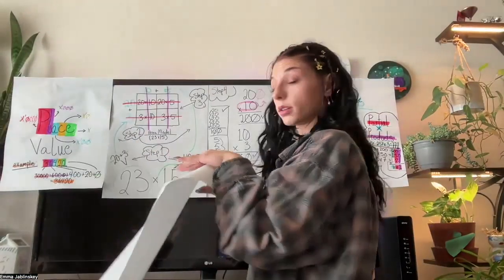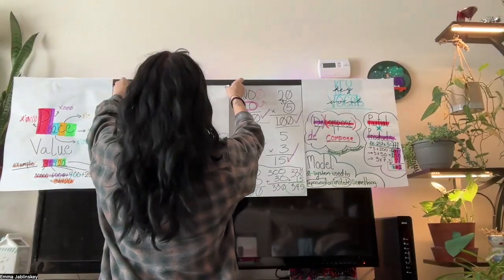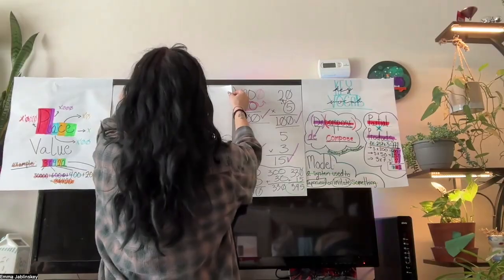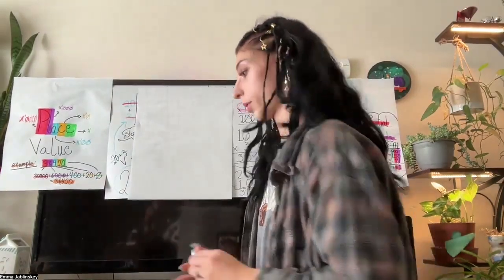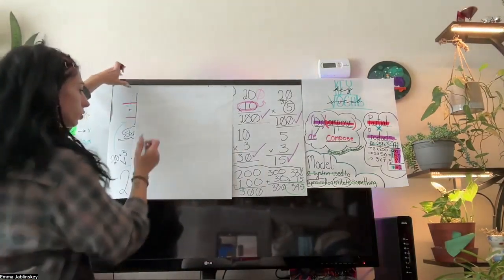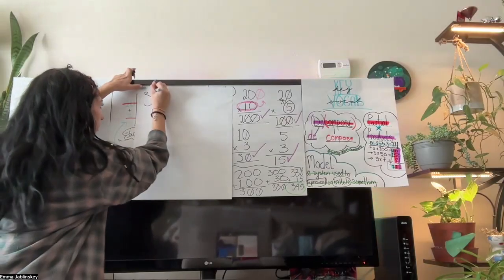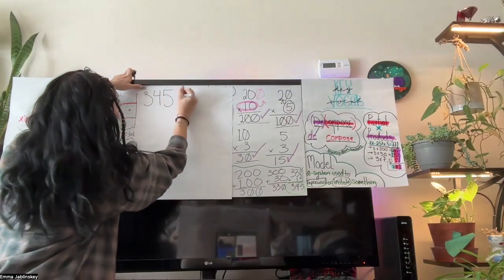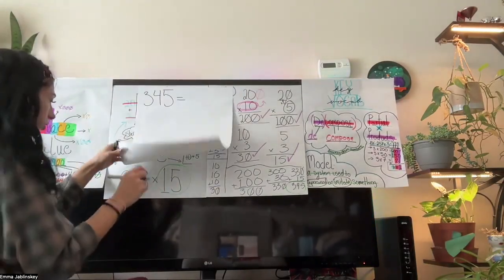we're going to check our work, because all good mathematicians check their work. Okay, so we're going to use our number, 345, equals, and then we're just going to put in our original equation, which is 23 times 15.